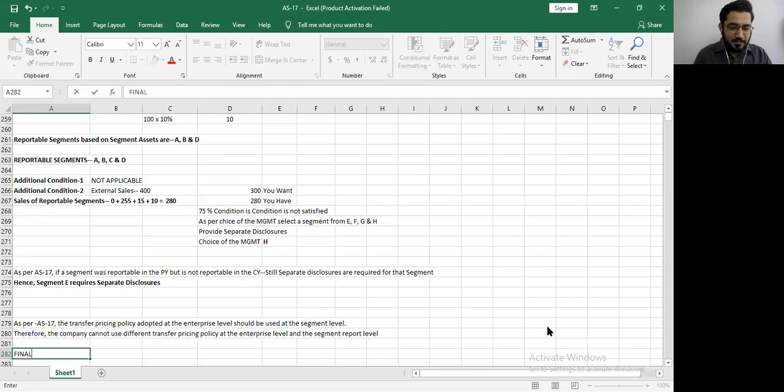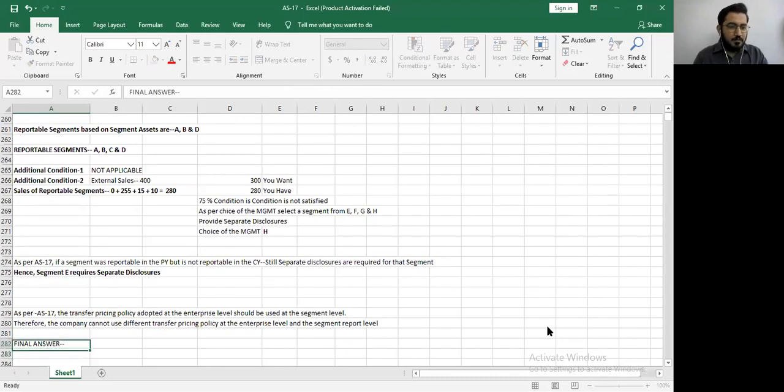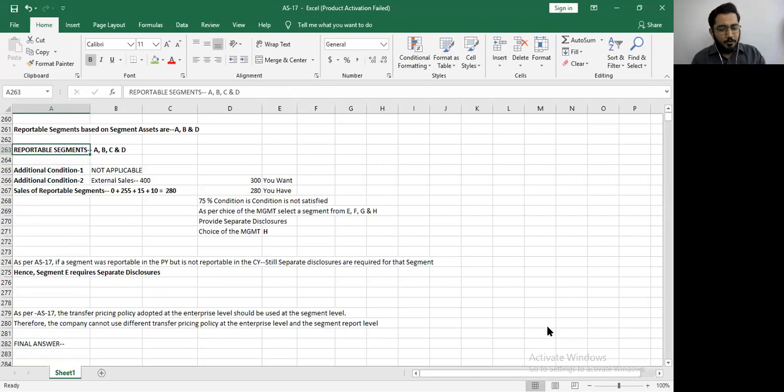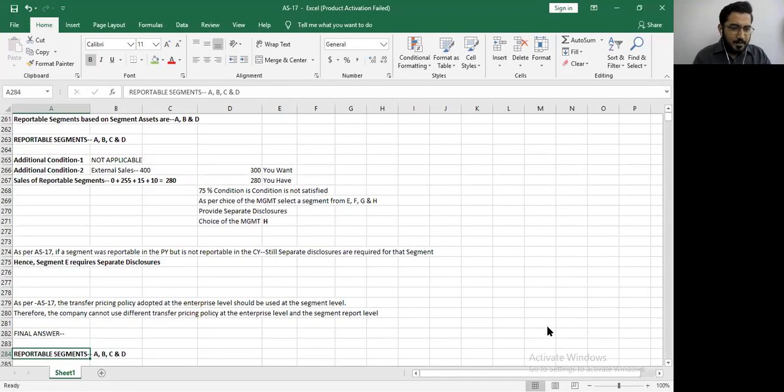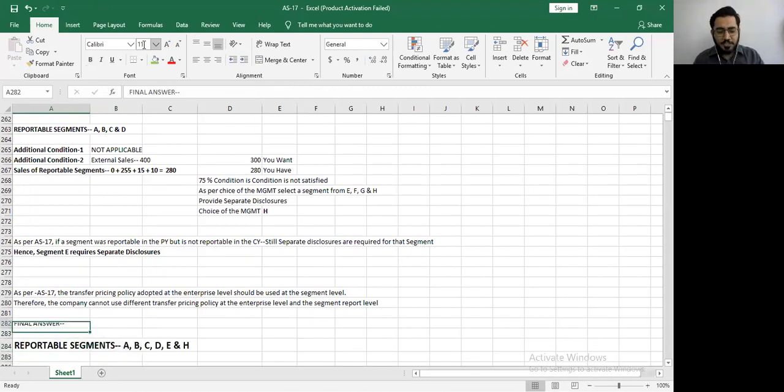Therefore, your final answer: your reportable segments are A, B, C, D, E, and H. Right, so you will need separate disclosures for A, B, C, D, E, and H.